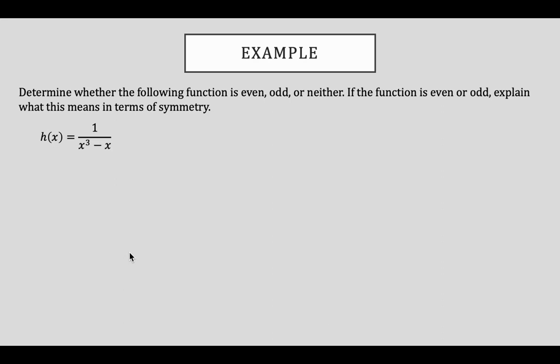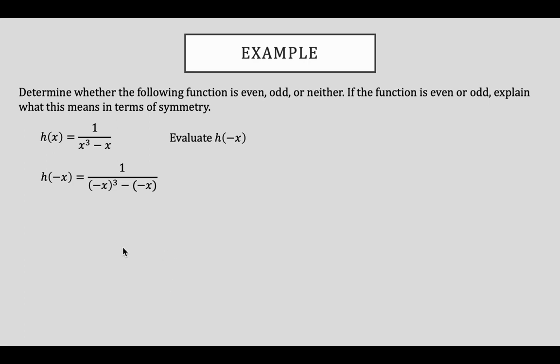All right, one more here. Determine whether the following function is even, odd, or neither. If the function is even or odd, explain what this means in terms of symmetry. To test, we need to evaluate h of negative x. Plug in negative x wherever we see an x. h of negative x is equal to 1 divided by the quantity negative x cubed minus negative x.